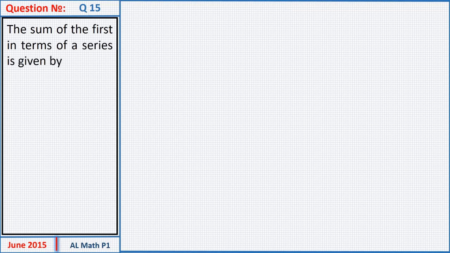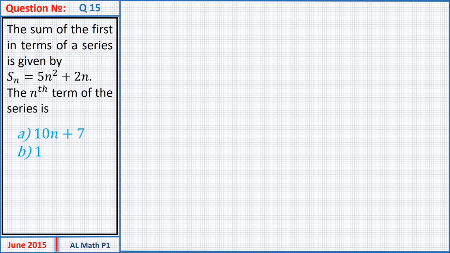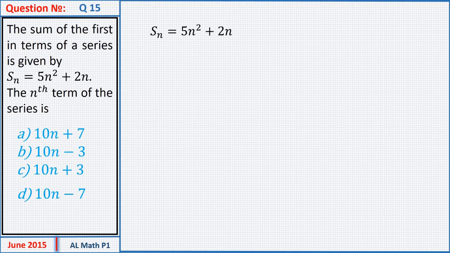Okay, question 15. Question 15 says the sum of the first n terms of the series is given by S of n equals 5n squared plus 2n. Then the nth term of the series is, and I've given us the different answers. So here, to get the nth term of the series, that's Tn, it equals Sn minus S of n minus 1. Then we replace, we have our Sn to be 5n squared plus 2n, and our S of n minus 1.